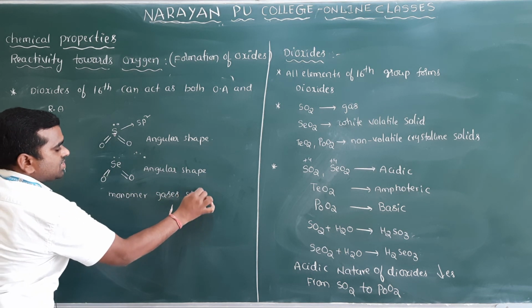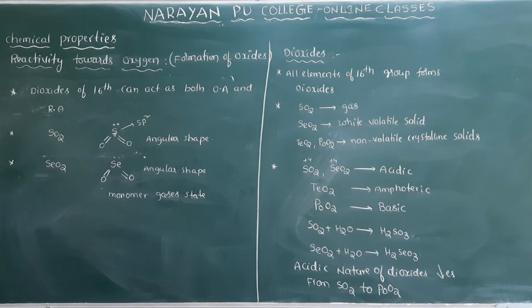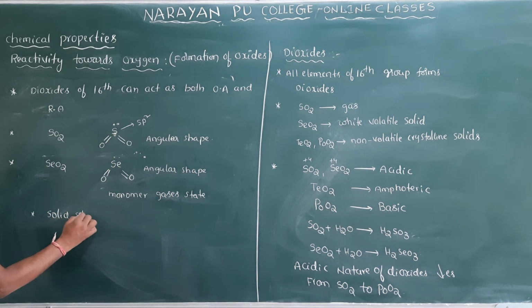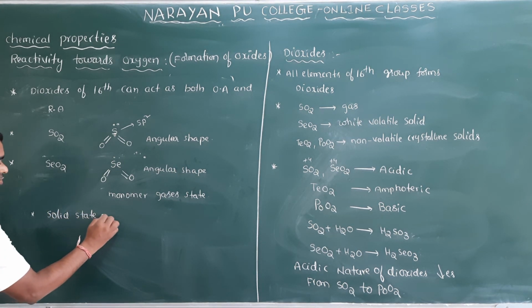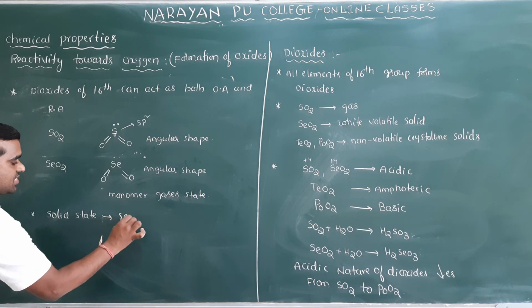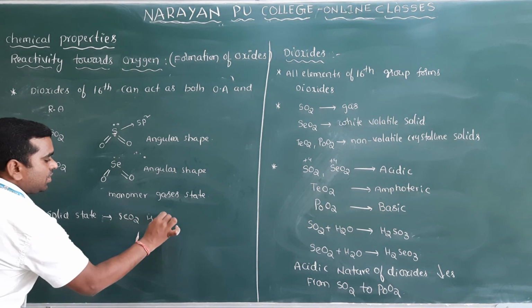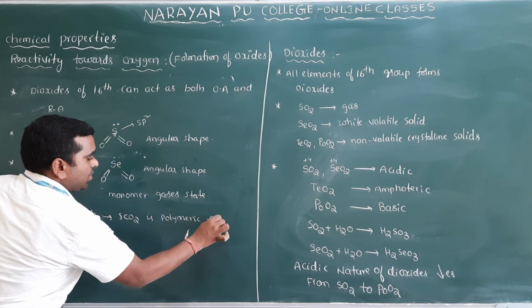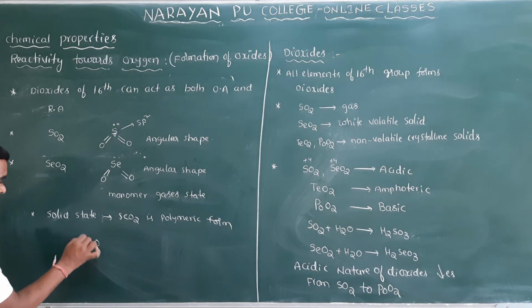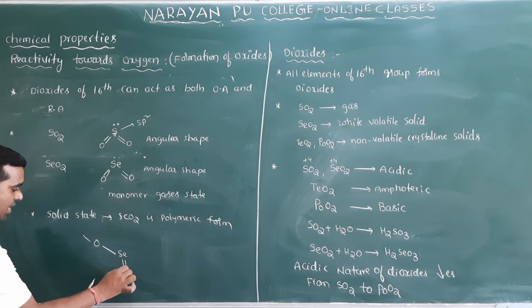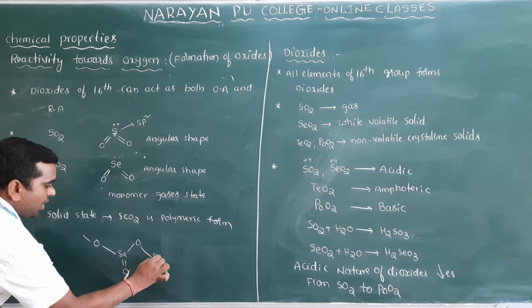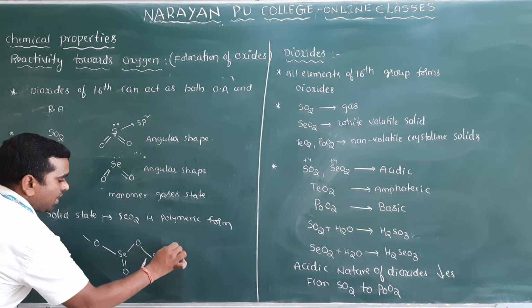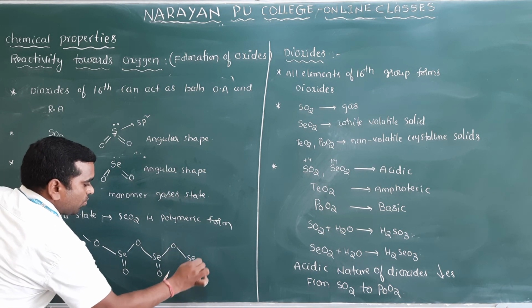In the gaseous state, it is in the form of which one here? Monomer. Clear? But in the solid state, SeO2 is in polymeric form. Clear? Means if I write here, this is Se double bond O and O, and here Se double bond O and O, and here Se double bond O and O.